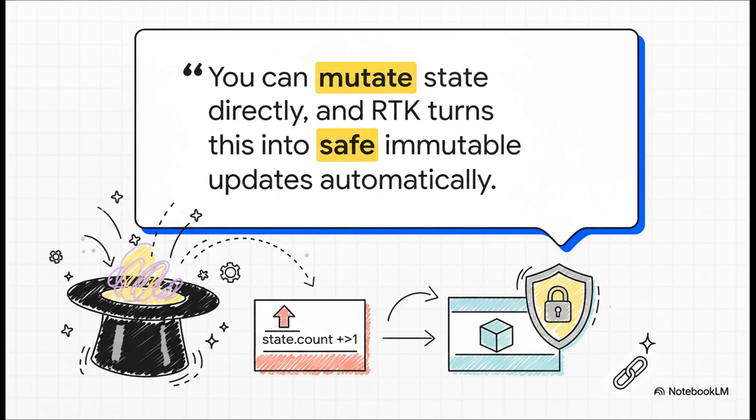Okay, and this is where it gets really cool. Under the hood, RTK uses a library called Immer, and Immer lets you write code that looks like you're breaking the rules and changing state directly, like state.count += 1. But what's really happening is Immer is catching that and turning it into a perfectly safe, immutable update for you. This one thing gets rid of maybe the biggest source of bugs in old Redux.